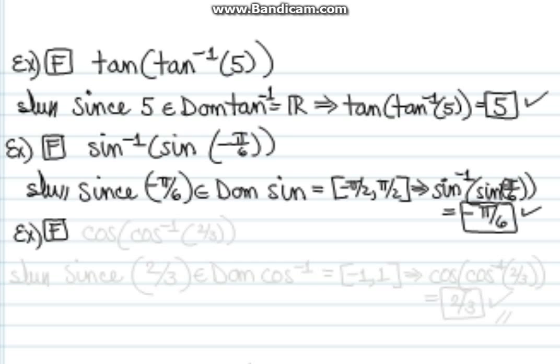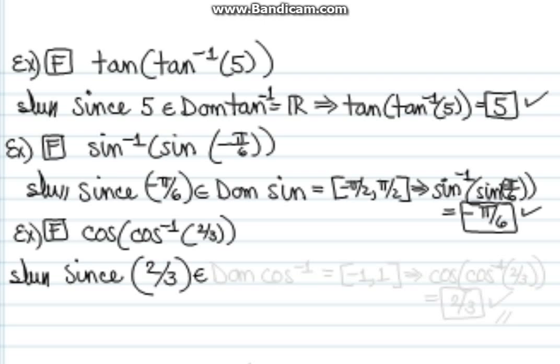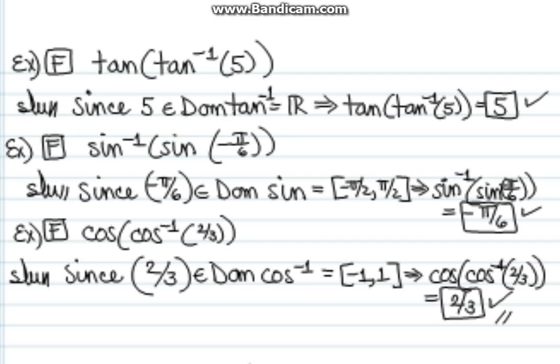One more try. How about the cosine of cosine inverse of 2 over 3? Okay, since 2 over 3 is an element of the domain of cosine inverse, the inner function. And what is the domain of cosine inverse? It's the closed interval from negative 1 to 1. Yes, 2 over 3 lives on that interval. That implies that we can cancel. So the cosine of cosine inverse of 2 over 3 is simply equal to 2 over 3.